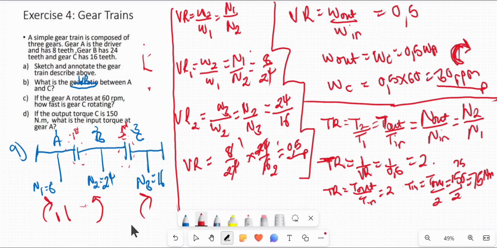Remember, if you've got multiple meshings, your overall velocity ratio and your overall torque ratio are simply the product of the individual meshings. Thank you. We will do another example on these simple gear trains just to consolidate, but I'm sure you get it by now.